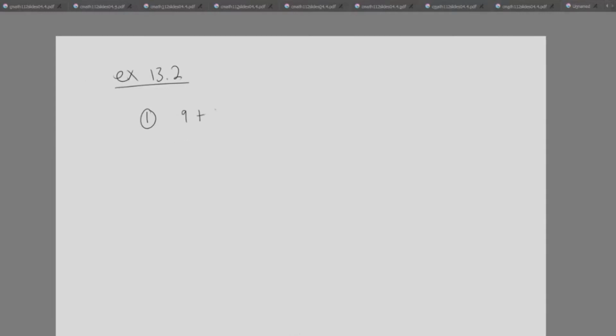9 plus 4, well, I'm going to leave the mod 6 until I find my answer. 9 plus 4 is 13, which is equivalent to what mod 6? Well, 2 groups of 6 would be 12, so 1 is left over. So it's 1 mod 6.